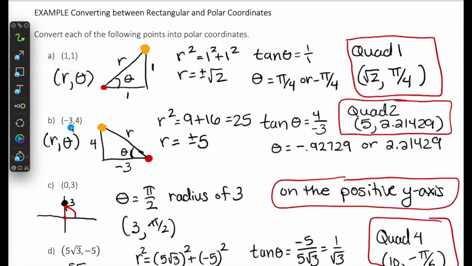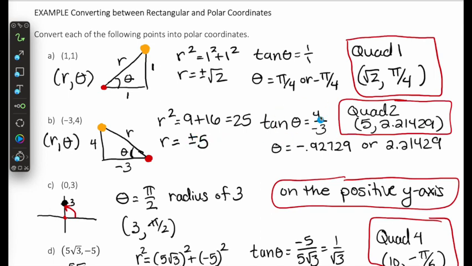Now, looking at part B, we have negative 3, 4. So this is going to be in the second quadrant. So this is my origin. I come out negative 3, and I go up positive 4. This yellow point right here is my point negative 3, 4. Here's my angle. So to find my R, I'm going to do negative 3 squared plus 4 squared is equal to R squared using Pythagorean theorem. So I'm going to get that R is plus or minus 5.